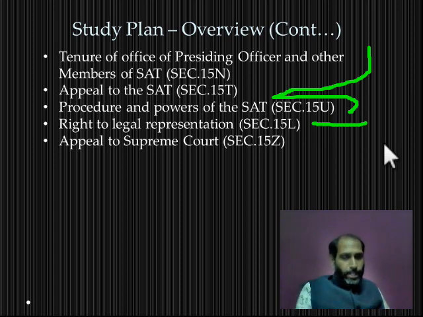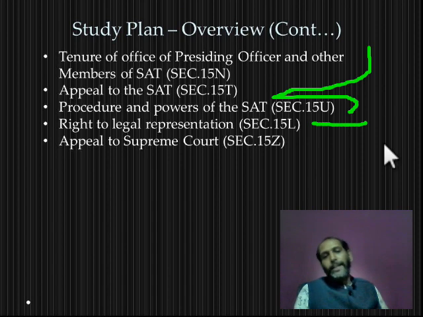Now a small section here, 15L, right to representation. An appellant need not present his case in person to the SAT. He can appoint either a qualified practicing chartered accountant, a qualified company secretary, a qualified cost accountant, or a qualified legal practitioner, an advocate. So that is the provision of right to representation, on who can represent a case before the SAT, which is only 3 lines in Section 15.